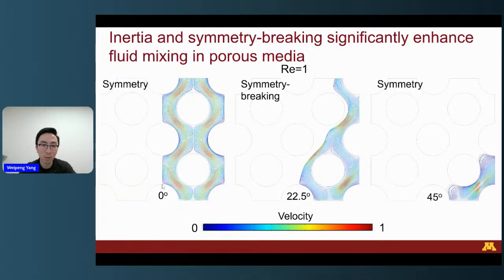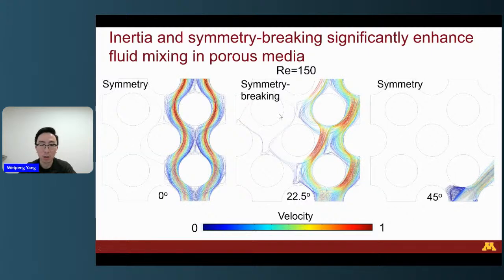So here, first we show the streamlines at low Reynolds number. You can see here for low Reynolds number, the streamlines are smooth and parallel to each other. So they are initially 2D. So even when there's a symmetry breaking, you can see that the streamlines are still confined to their own flow path. They cannot go to the other side.